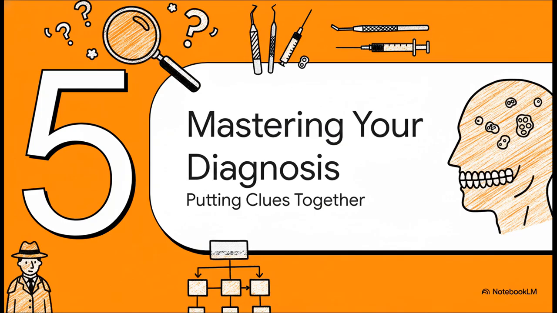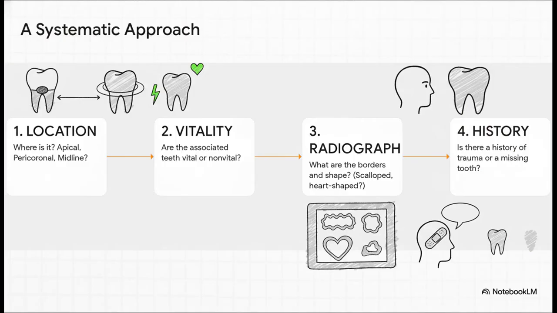Whew. Okay, we've met all the players, the usual suspects, the weird ones, and the imposters. So now let's put it all together. Let's build a simple, systematic way for you to figure this out in the clinic. This right here is your 4-step cheat sheet.